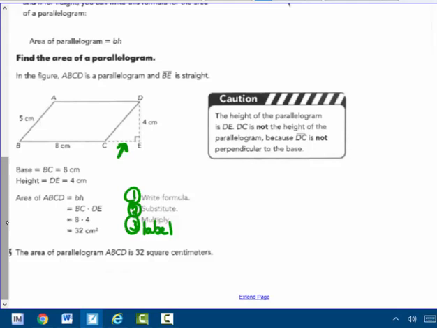So the formula, area equals base times height, goes first. As you can see here, I wrote number 1, write the formula. Substitute in the numbers, 8 times 4, and then multiply and make sure there's a label on it. So formula, plug in, answer, label is what I say. So 8 times 4 is 32 centimeters squared.